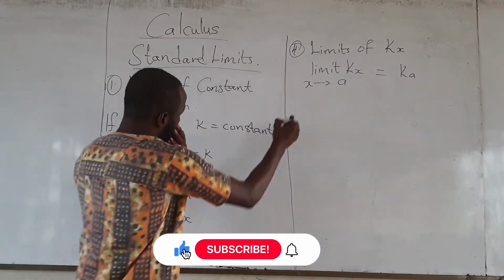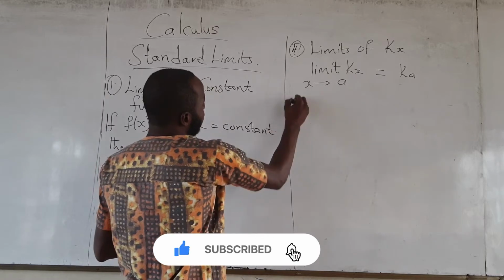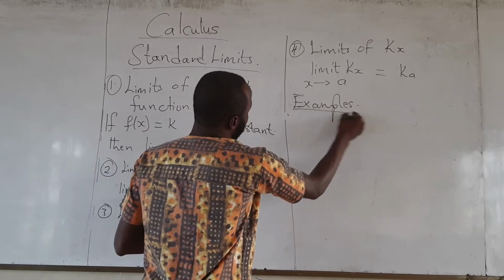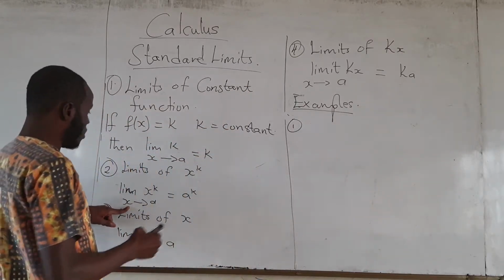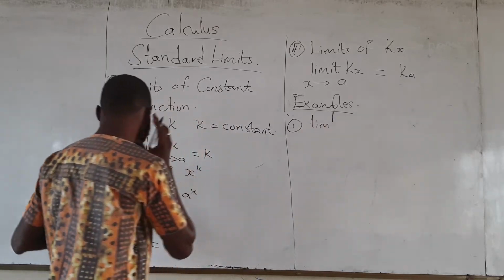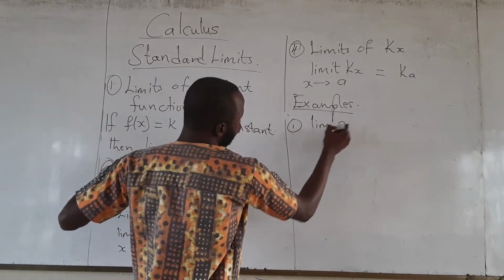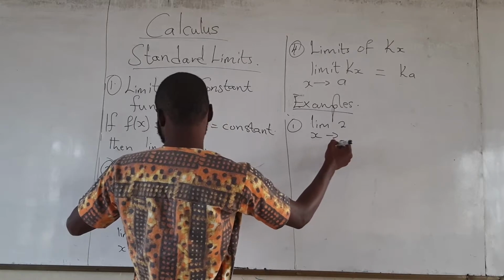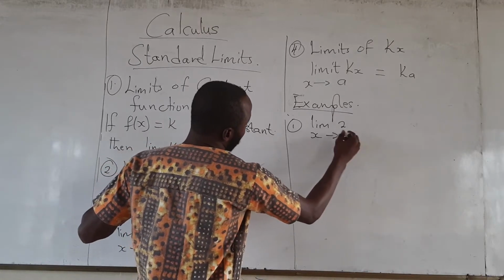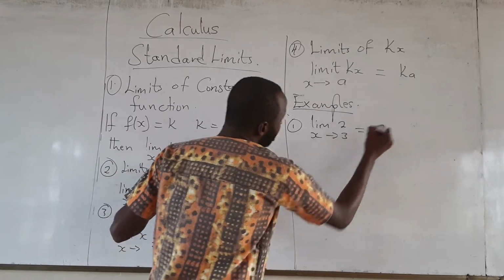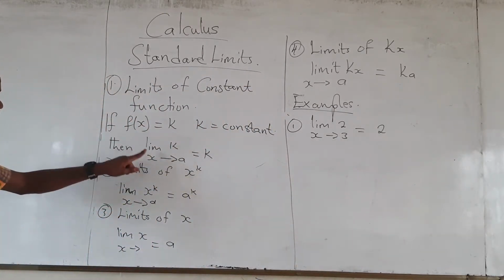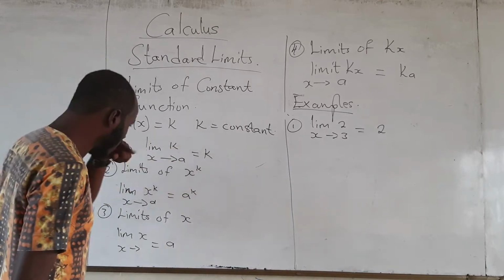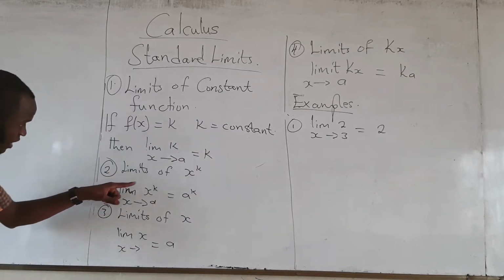K. An example: number one, if you have a limit of a constant, say 2, as x approaches a certain number, let's say 3, the result will give you the same constant. That's what it means: if you have a limit of k and x is approaching a certain value a, you still have the constant k.